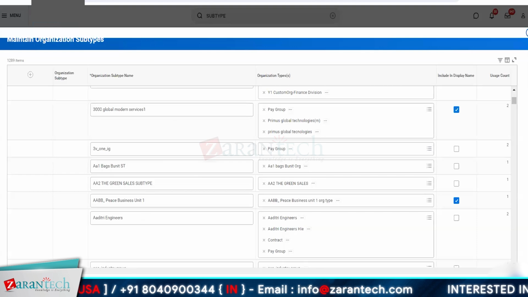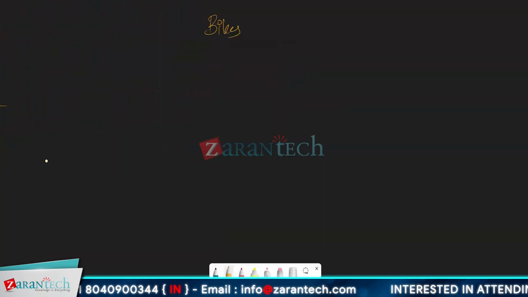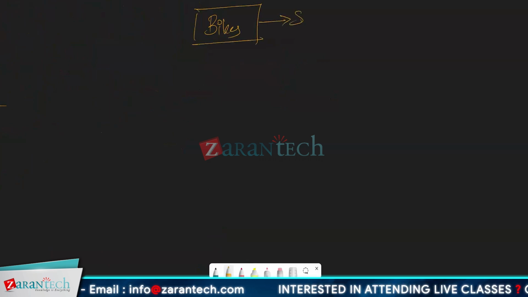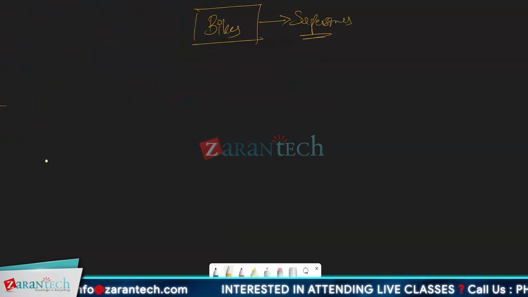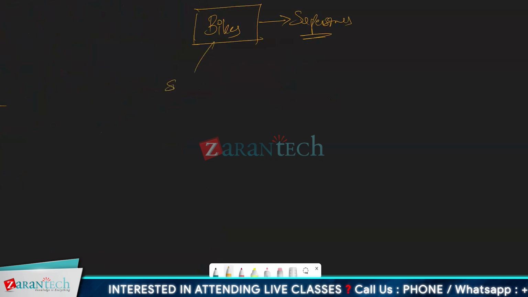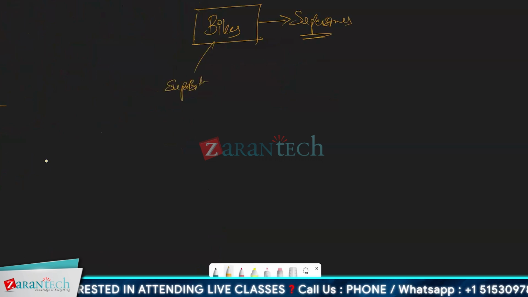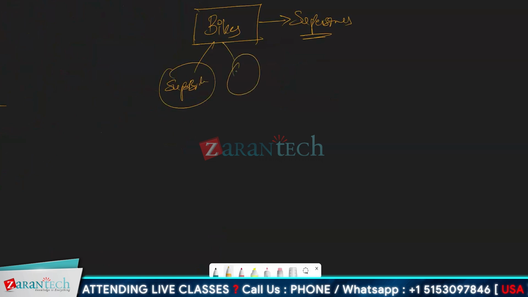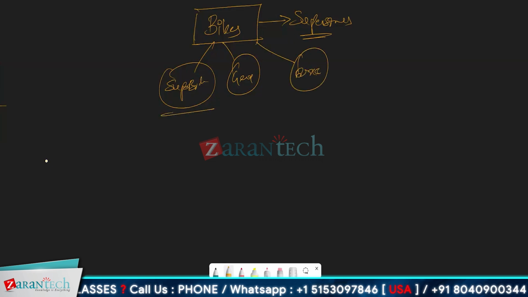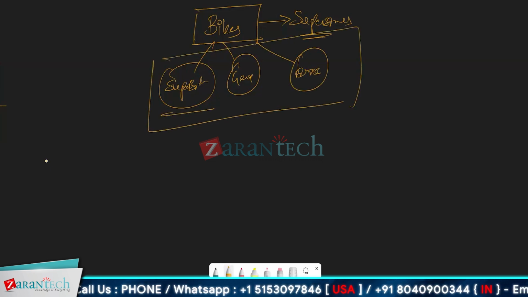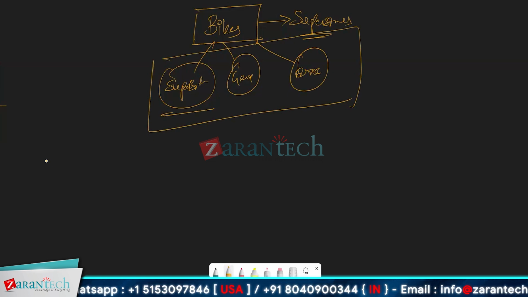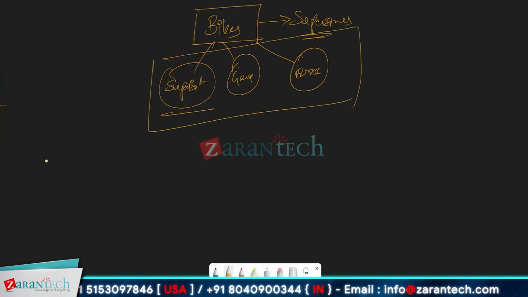It is a classification. Say this is a bike. Now you want to classify it into multiple types, like I want super bikes, gearless bikes, 500cc bikes. All of them are bikes, but I want to categorize them: these are super bikes, these are gearless bikes, these are 500cc bikes.